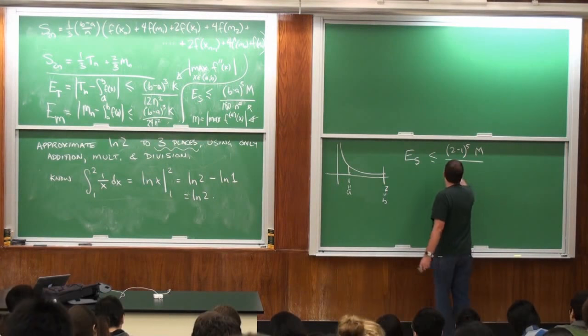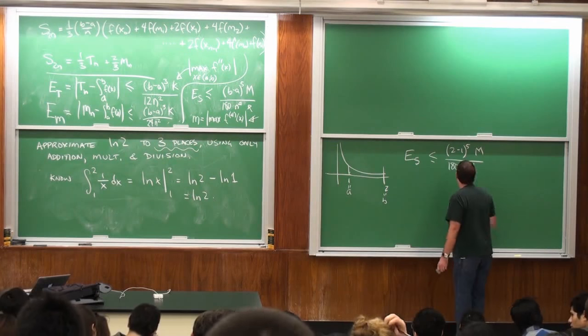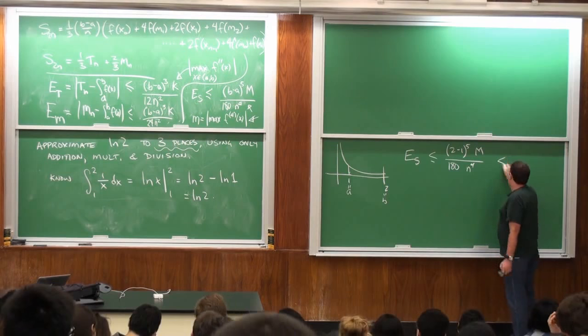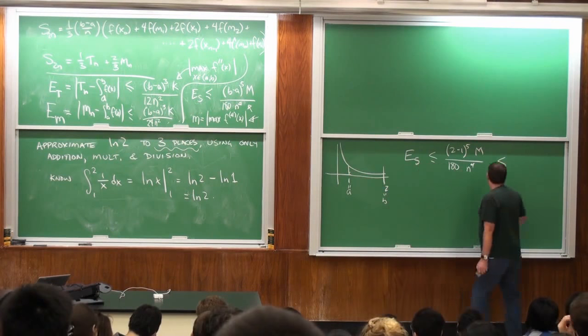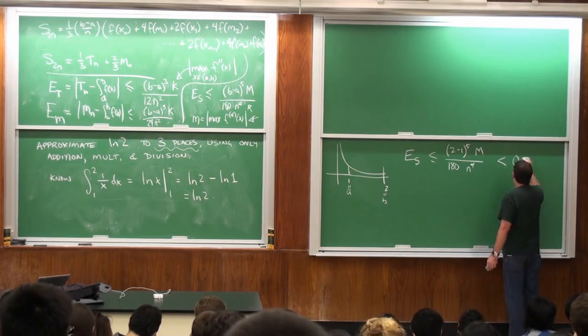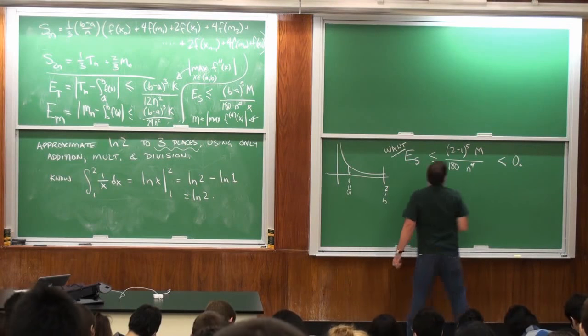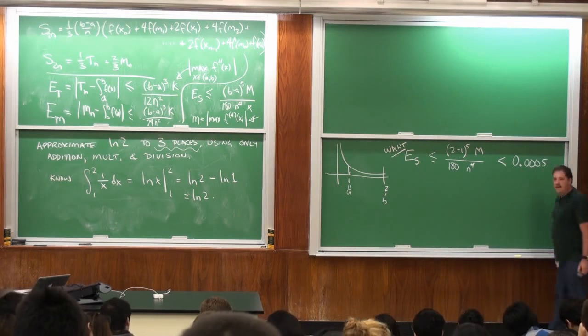180, I know what 180 is. And n to the 4th. And I want this error to be less than... I want it good to 3 places. So I want this less than 0, so this is what I want. 0.3 places and then round.